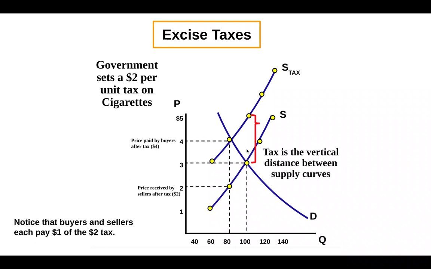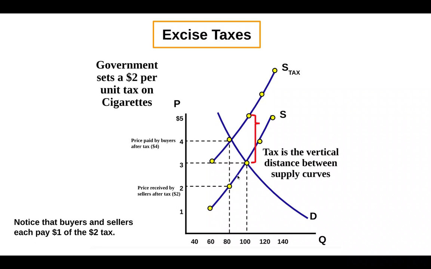However, notice here that originally buyers were paying $3 for the product, and now they're paying $4, where the demand curve intersects the supply plus tax curve. What's interesting here is that sellers don't make buyers pay the full $2 tax, because if they did, the buyer would be paying $5. Notice the sellers now receive $2 after the tax.